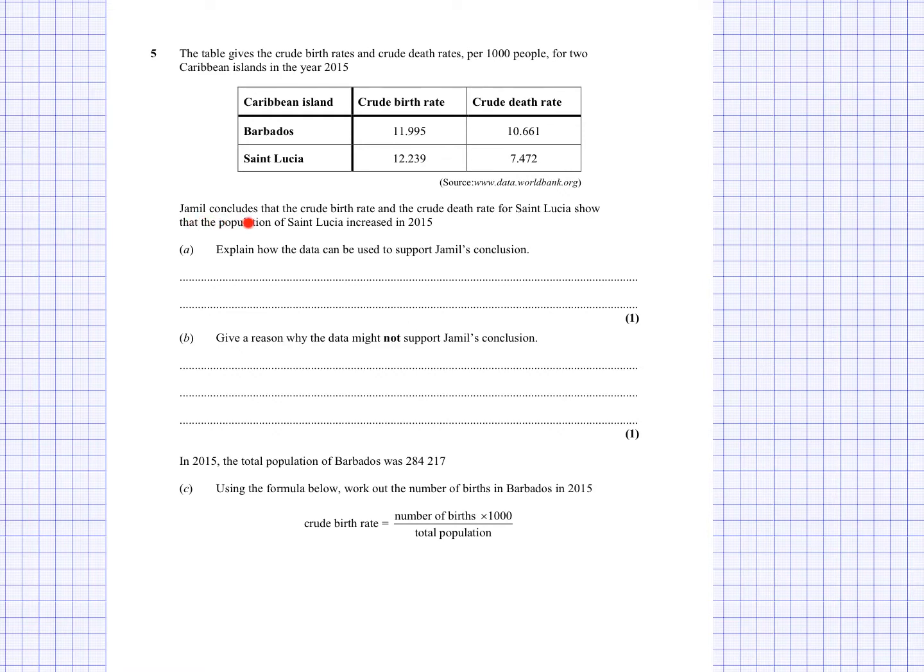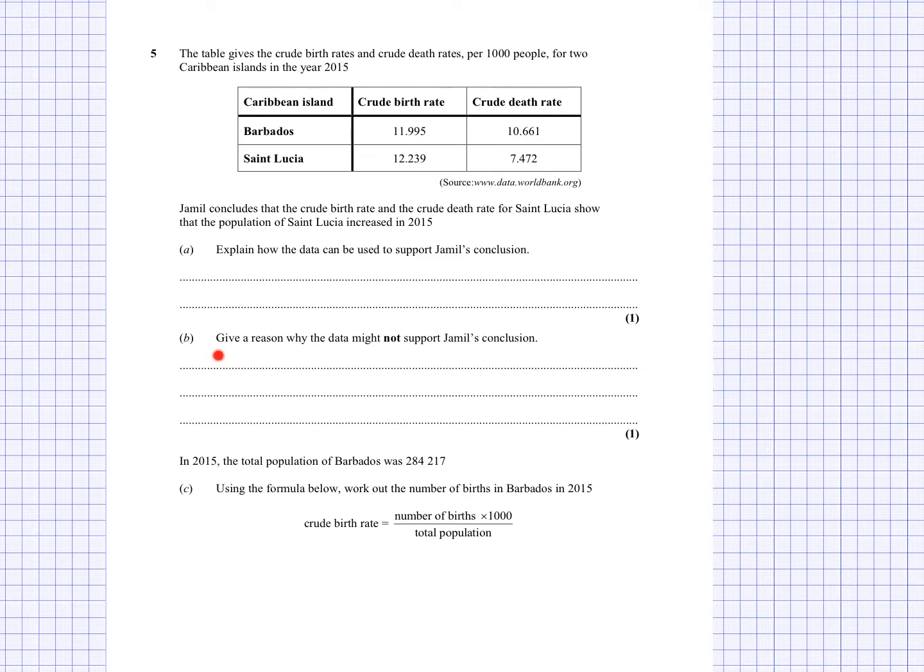Then Jamil concludes that the crude birth rate and the crude death rate for St. Lucia, so St. Lucia is here, and these are the ones that he's looking at, show that the population of St. Lucia increased in 2015. So let's look at the numbers. Crude birth rate is 12.239 per 1,000, and crude death rate is 7.472 per 1,000. So it looks like there are more births per 1,000 people than there are deaths. So the question is, explain how the data can be used to support Jamil's conclusion. I've sort of answered that by saying something when I was looking at those numbers, okay?